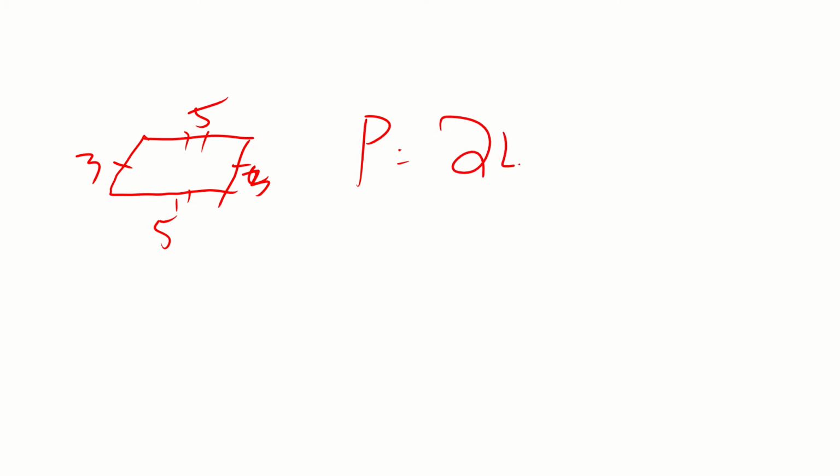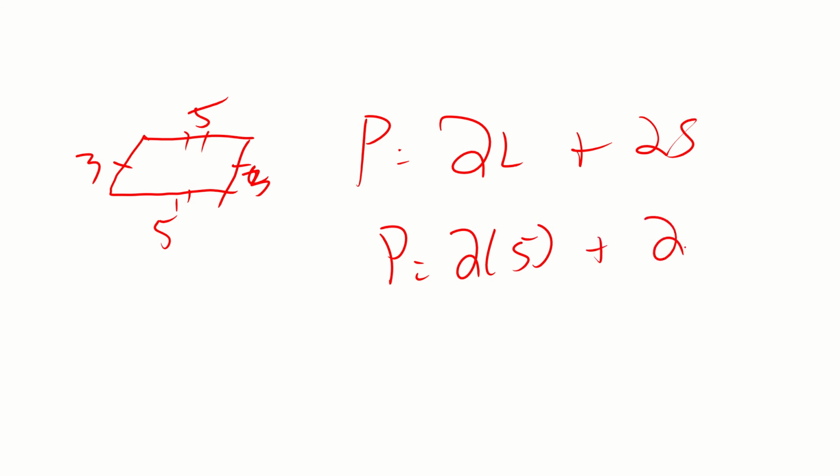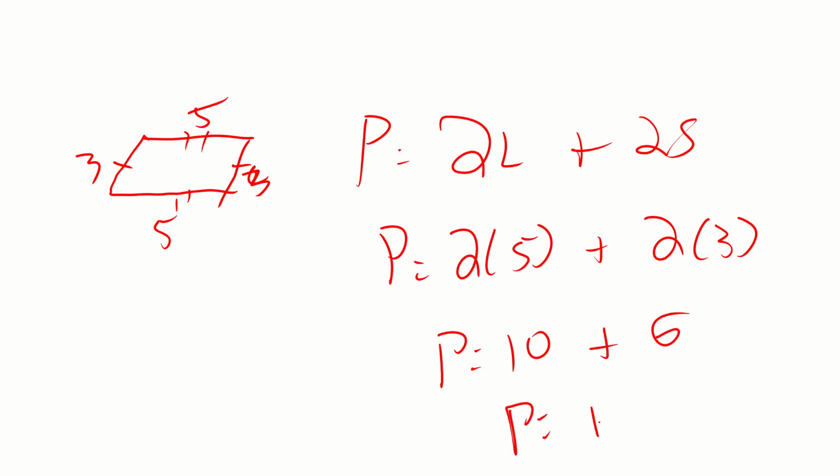Okay, let's say I have a parallelogram now. That looks pretty good. Let's go 5 here, 3 here, 3 here obviously, and 5 here. Remember, congruent sides, so here, here, here, here. So now what I'm going to do is P equals, and I'm going to do 2L plus 2S. I like that one better. P equals 2 in brackets, the long one is 5, plus 2 in brackets, the other one is 3. You get P equals 10 plus 6. P equals 16 centimeters.